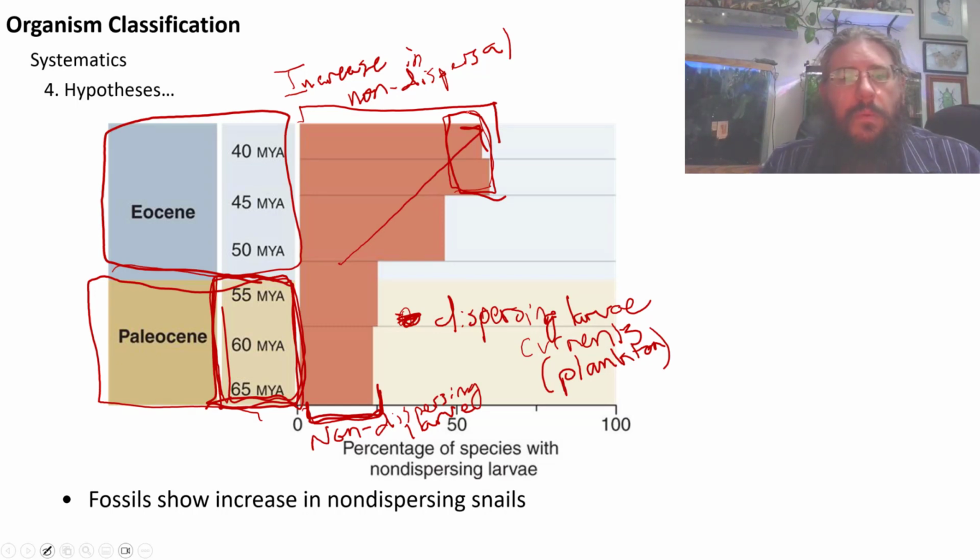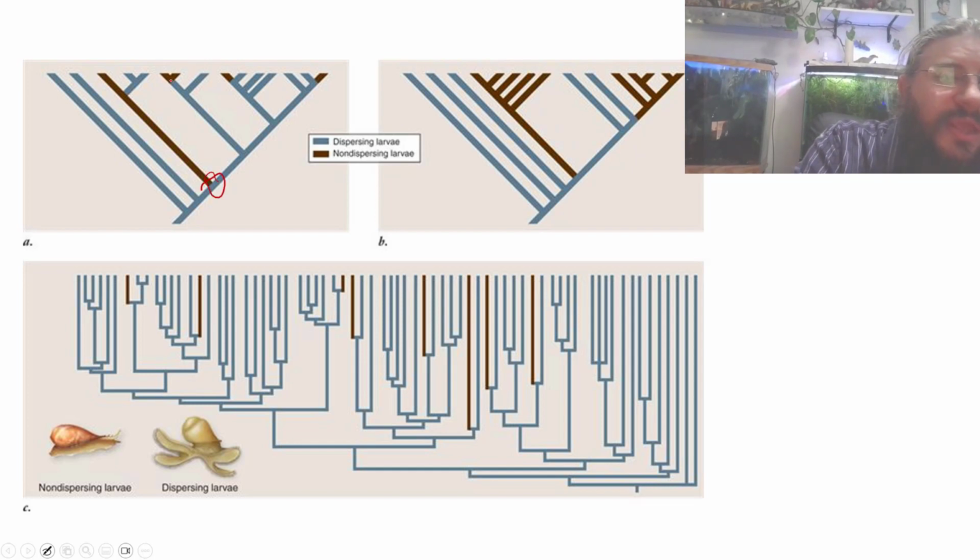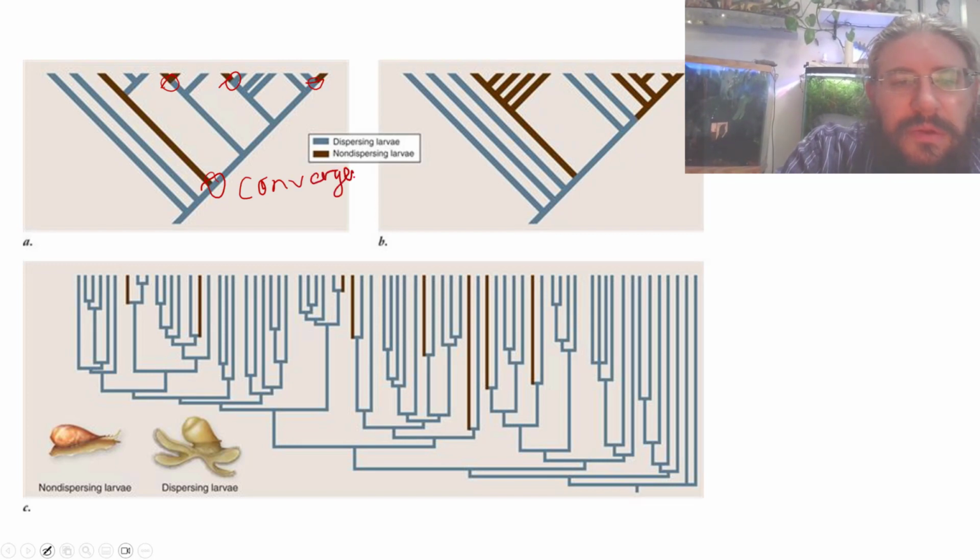So our scientific question is, why do we see an increase in non-dispersing larvae? And we could look at the evolution of non-dispersal through phylogenetics and create competing hypothetical phylogenetic trees that might explain the sudden increase in non-dispersal in the fossil record. Okay, so here's some phylogenetic trees. So in this phylogenetic tree, it's kind of cut off a little bit, but we have a bunch of convergent evolution.